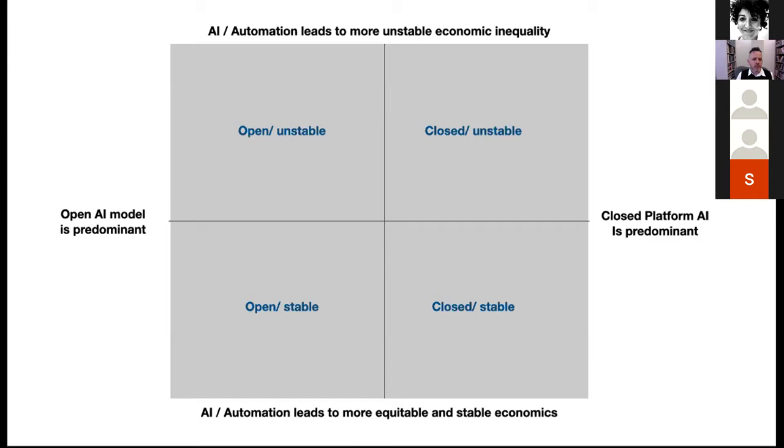But then you get two that you never would have thought of. And those are usually the interesting ones. You get the open and unstable one, where AI is broadly available to everyone and therefore you have this unstable and inequitable system. And you have one where AI is not available to everyone. It actually is controlled by a small number of entities, but this ends up producing a more equitable and stable economy nevertheless. Those are the two that are the most interesting ones to work out because they're the ones that we wouldn't have thought of before.